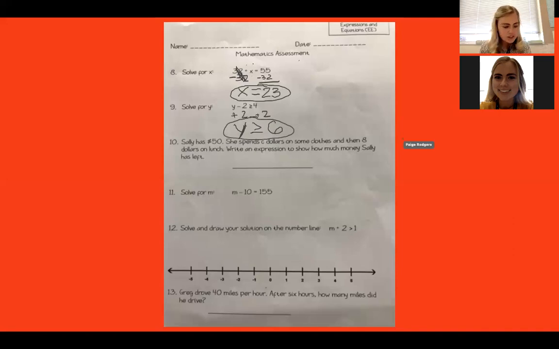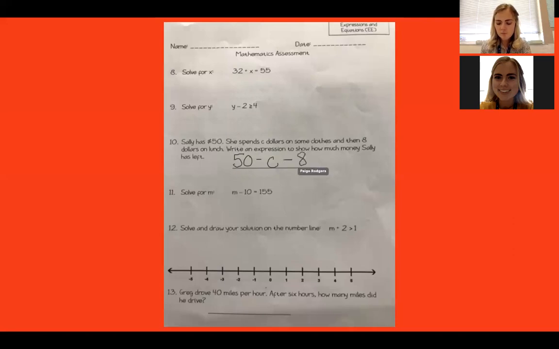Next one. Sally has $50. She spends C dollars on some clothes and then $8 on lunch. Write an expression to show how much money Sally has left. So there's different ways to do it. She starts with $50 and then she spends C dollars. So when we spend, we subtract, so minus C, and then $8 on lunch. So I'm going to subtract 8 as well. So that's one way I could write my expression: 50 minus C minus 8, because those are the things she spent.